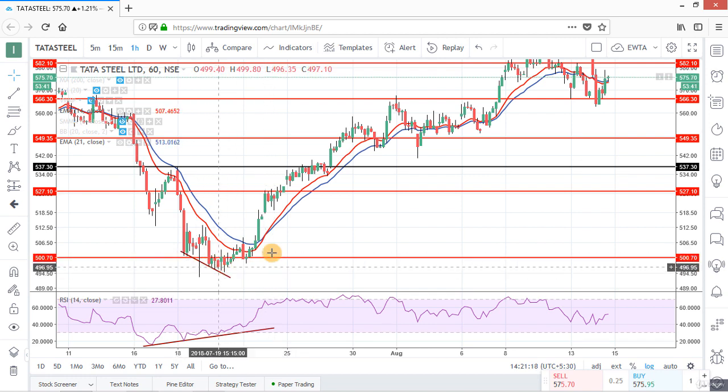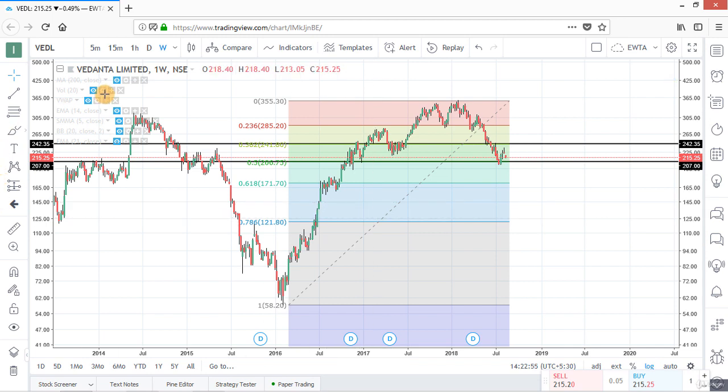at the low of this candle. We will take one more example. This is the weekly chart of Vedanta Limited. This is the uptrend and now the prices are in retracement phase. So we will apply Fibonacci from low to high. And these are the retracement levels.